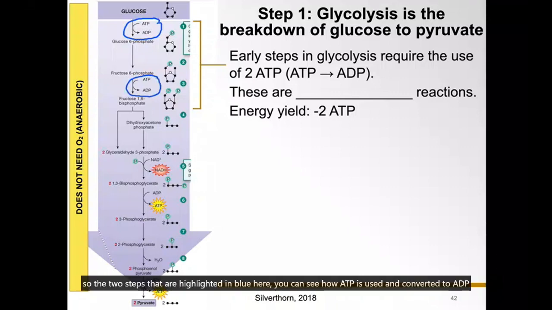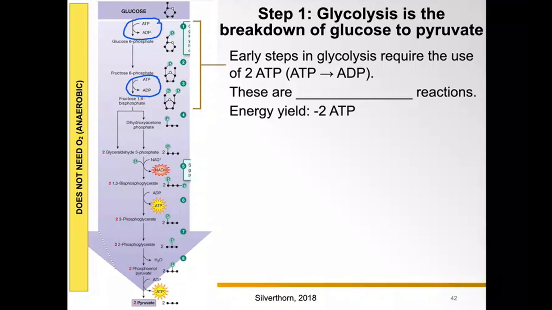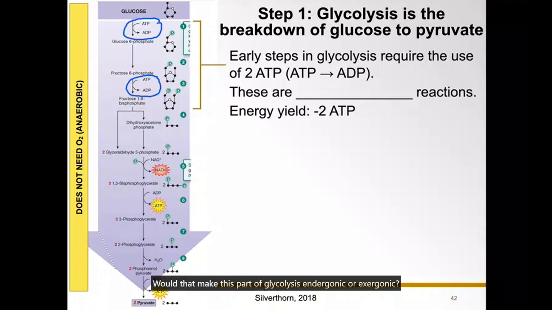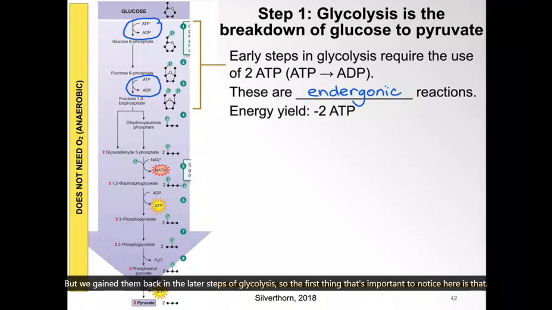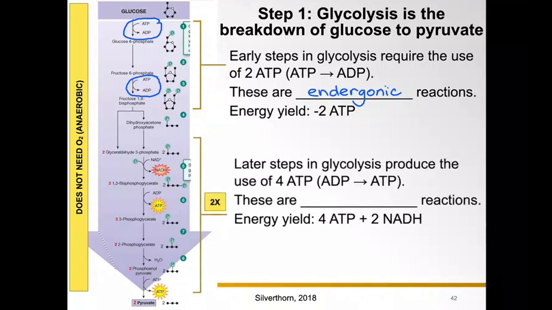So the 2 steps that I've highlighted in blue here, you can see how ATP is used and converted to ADP for some of these steps to happen. So the early steps in glycolysis require the use of ATP. Would that make this part of glycolysis endergonic or exergonic? Because we use ATP, this part is actually an endergonic part of glycolysis. And we lose 2 ATP in the first couple steps of glycolysis. But we gain them back in the later steps of glycolysis.